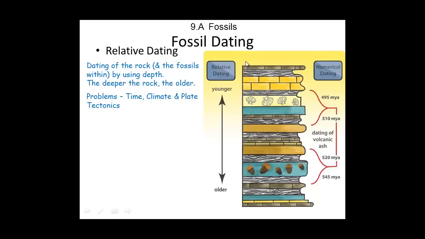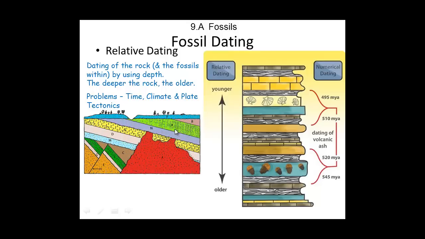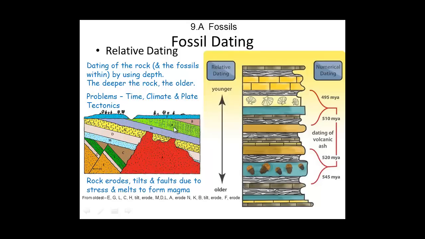Plate tectonics, bending, faulting, melting. All these things change it. Here's an example of one, and I'm going to actually just show you this. The rock erodes, it tilts, it faults, all due to stresses, and you can actually get molten blobs like this A that comes through. This A actually went through and it burned all the rock that used to be here.